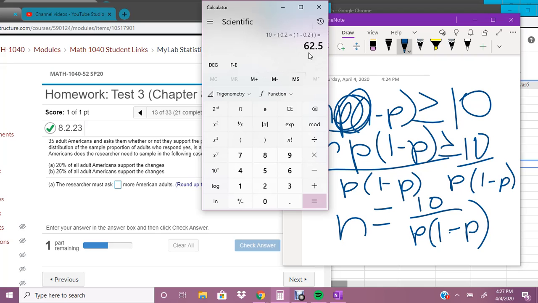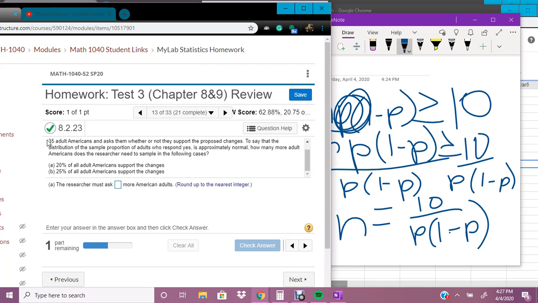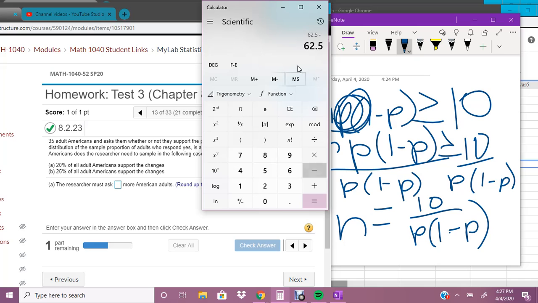Okay, so now this is how many, and since it has to be greater than or equal to 10, you always round up. So even if this was 62.1 or 62.01 even, we would say 63, because it can be above 10, but it can't be less than at all. But it says that they already asked 35 Americans. So we just do that minus 35, and that's how many more we need, so 28.